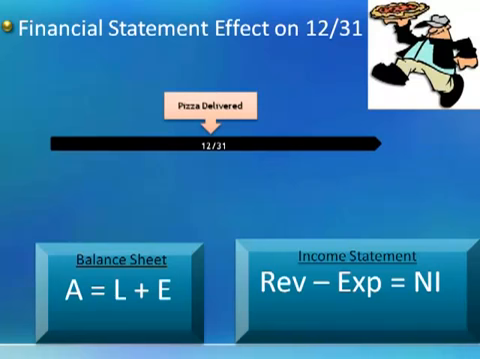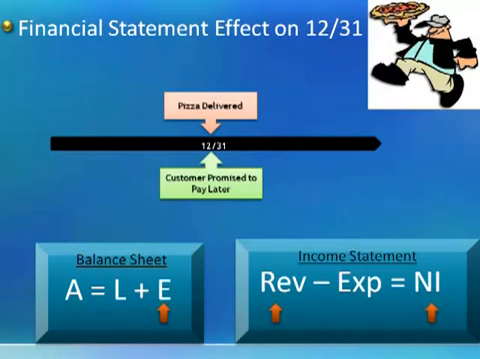Given that the pizza was delivered, we have an increase in revenue. When revenue increases, net income increases as well. Recall that net income is part of retained earnings is part of equity, so equity increases. Anytime there's a change in net income, there's also an equal change in equity.